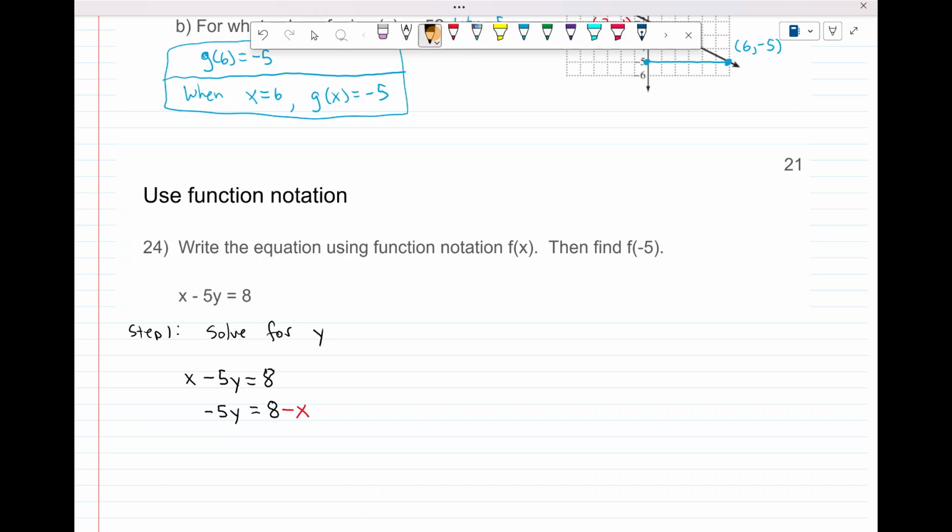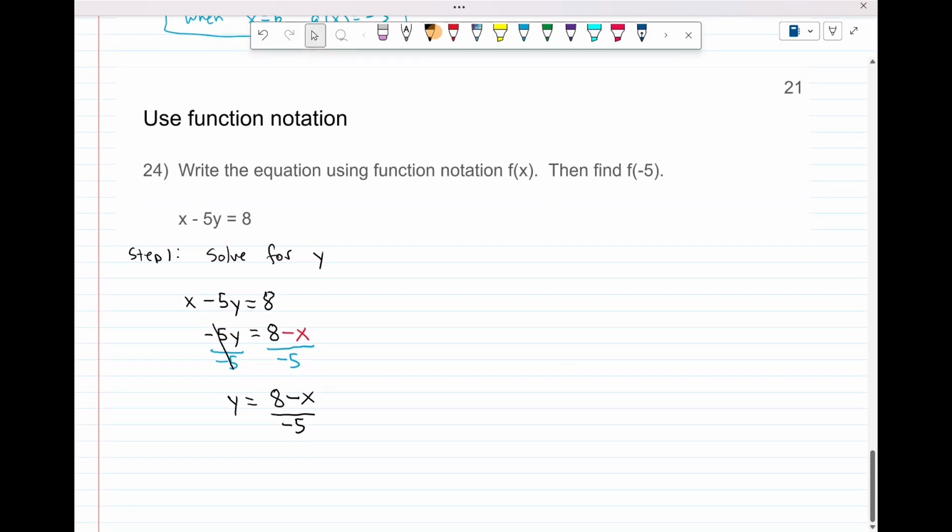Next, I need to get rid of that negative 5. So I am going to divide both sides by negative 5. When we divide this, I'm going to do a fraction bar underneath the entire right-hand side. On the left-hand side, these negative 5s cancel out, and we are left with x equals 8 minus x divided by negative 5. And we have solved for y. Y is all by itself.